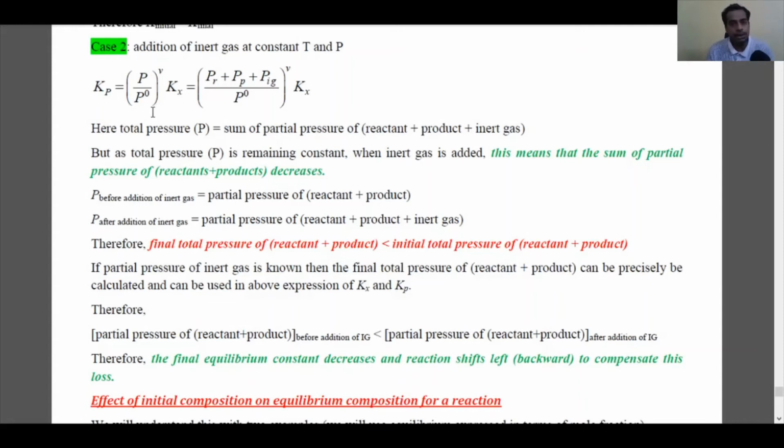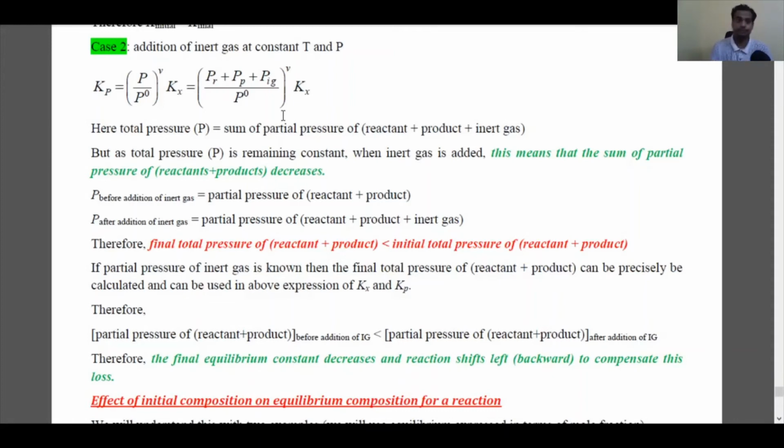So before addition of inert gas, what was the total pressure? The total pressure was the sum of partial pressures of reactants and products. After addition of inert gas, the total pressure is the sum of partial pressures of reactant, product and inert gas. But I am saying the total pressure will not change. Try to understand, the total pressure is not changing after addition of inert gas. So how can that be possible?